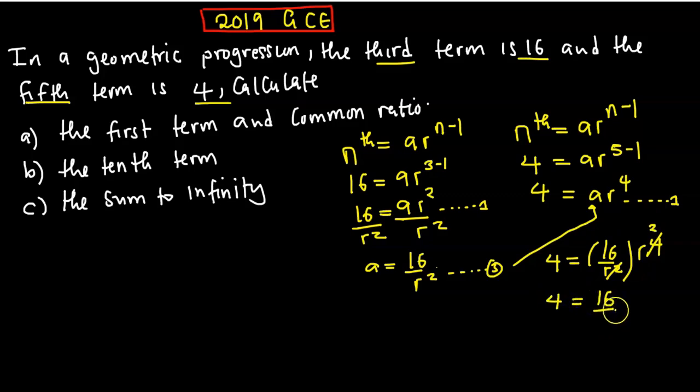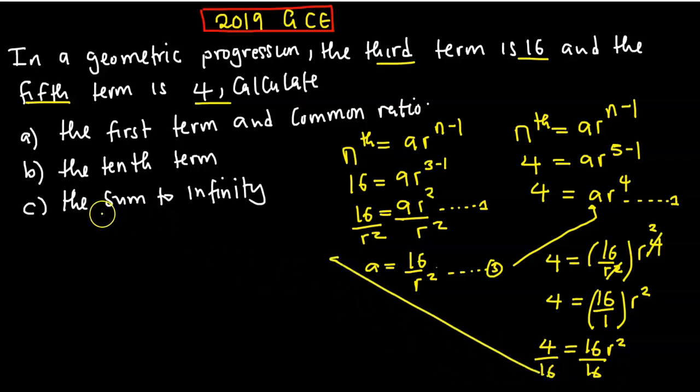16 over 1, since this one is gone, multiplied by outside what? r square. So this is as good as 4 equal to 16r square. Divide both sides by 16. So now what are we going to have? Let me just bring it this side for the sake of space. So it's going to be 4 over 16, which is equal to what?